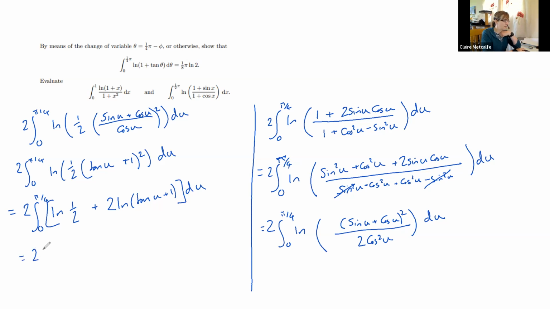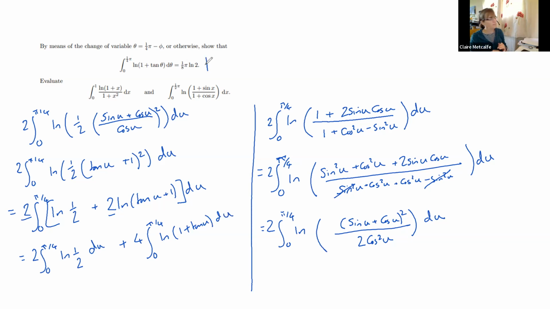Okay, so let's split this up even further into 2 separate integrals. We've got the integral from 0 to pi by 4 of log a half du, remembering that log a half is just a constant like before. And then we've got 2 times 2, so that's 4 integral 0 to pi by 4 log of, I'll write it as 1 plus tan u now. So it looks even more like this previous case. Okay, I think we're in the final stretch now.